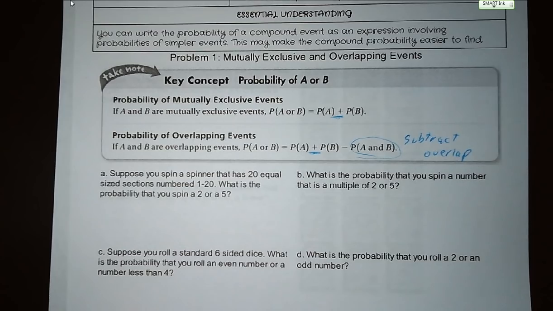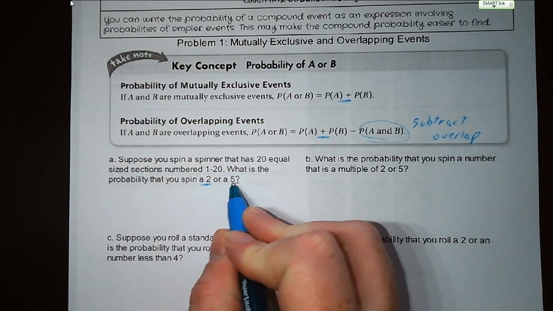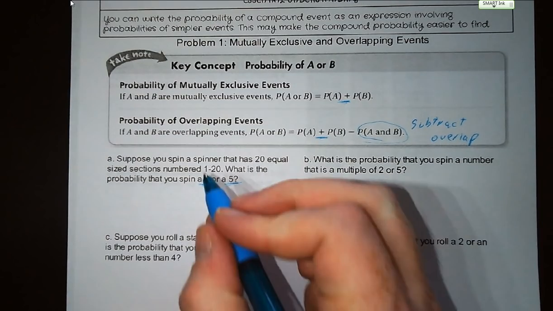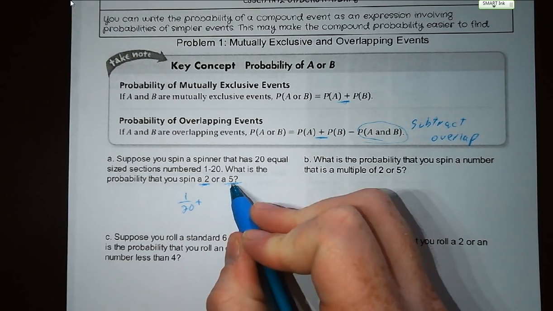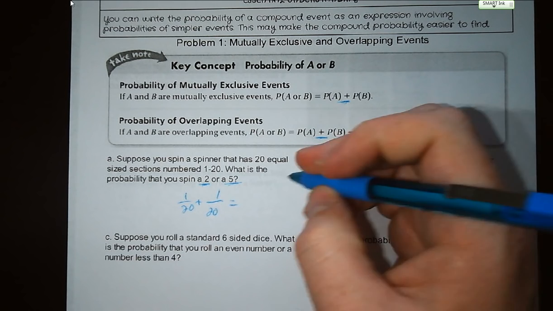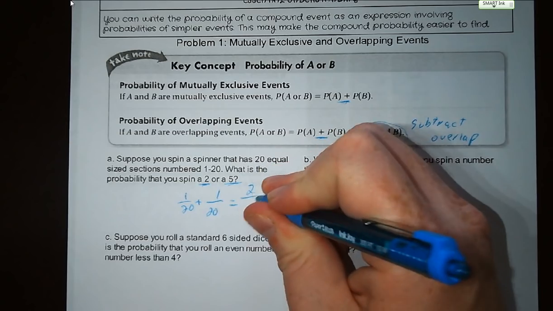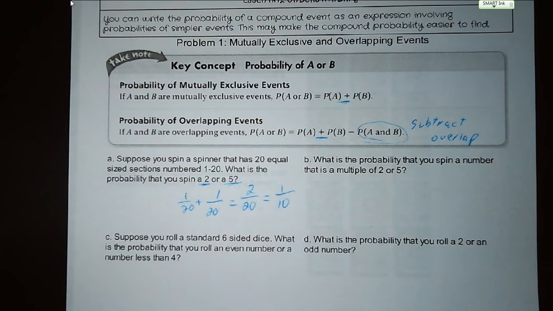All right, so suppose you spin a spinner that has 20 equal sized sections numbered 1 through 20. What is the probability that you spin a 2 or a 5? So these are mutually exclusive. You have 2 and 5. There's no overlapping pieces there. So the probability of spinning a 2 would be 1 out of 20. The probability of spinning a 5 would be 1 out of 20. So the probability of spinning one of those two numbers would be 2 out of 20, which reduces to 1/10. That would be your final answer.